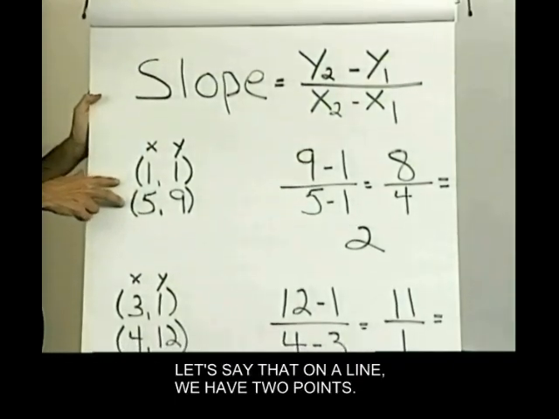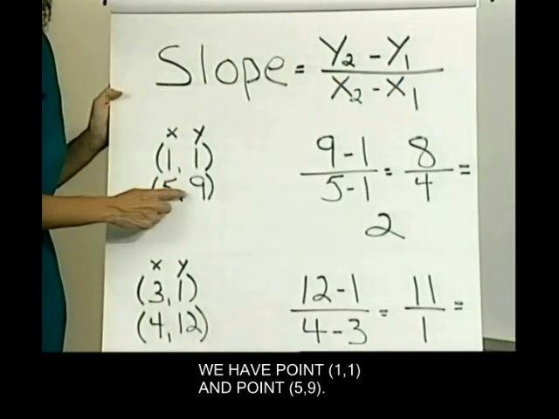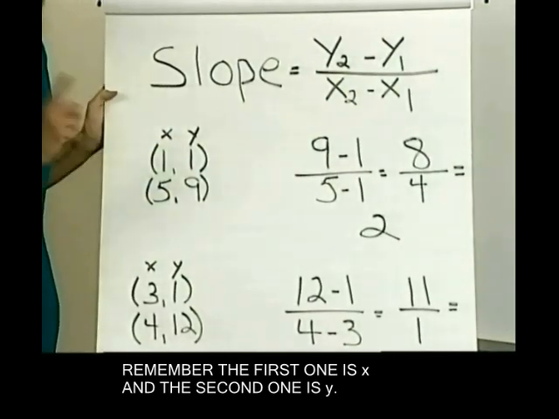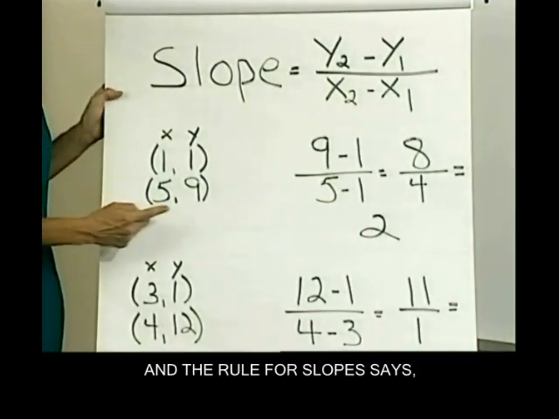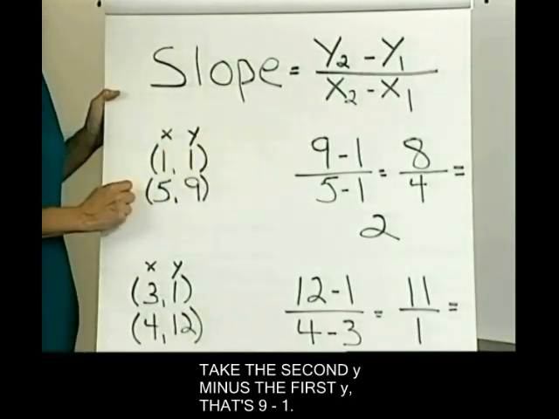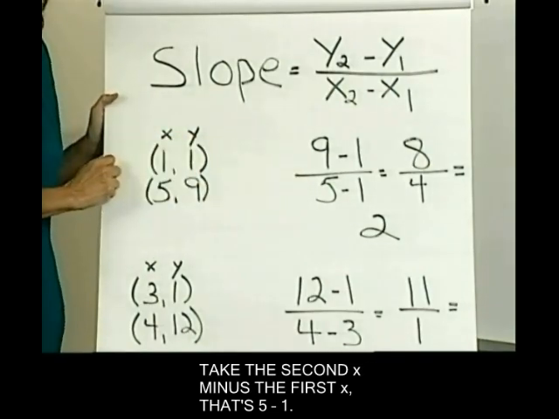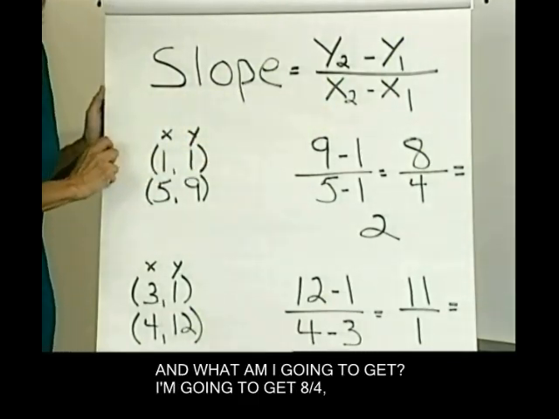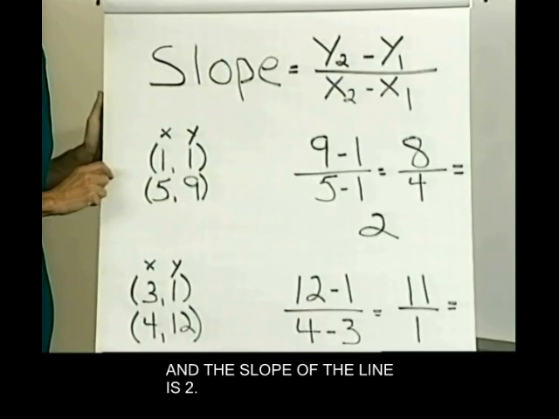Let's say that on a line we have 2 points. We have point (1, 1) and point (5, 9). Remember, the first one is x and the second one is y. What are we going to do? We're going to follow the rule for slope. The rule says take the second y minus the first y, that's 9 minus 1. Take the second x minus the first x, that's 5 minus 1. I'm going to get 8 over 4, and if you divide 4 into 8, you get 2. The slope of the line is 2.